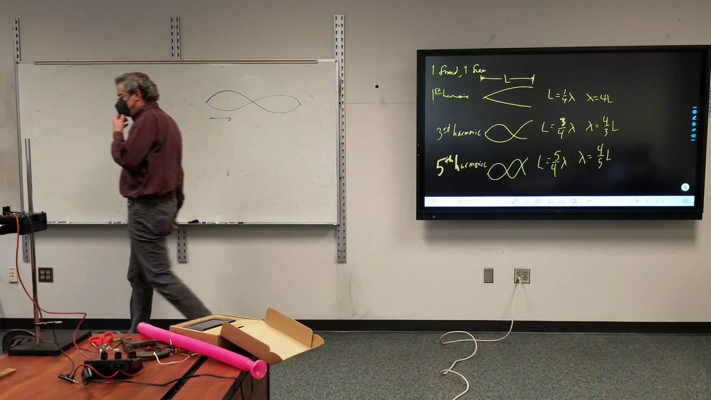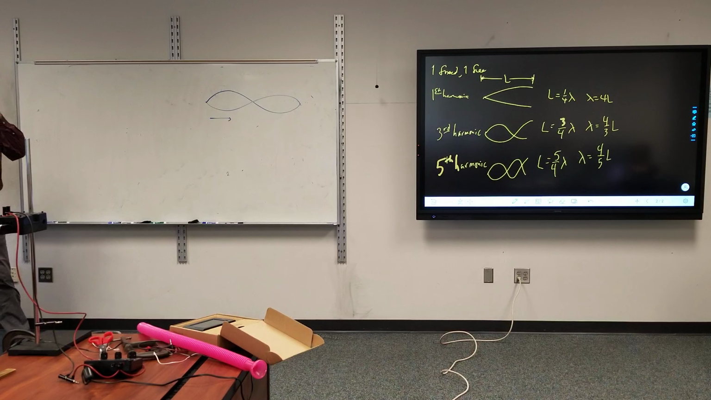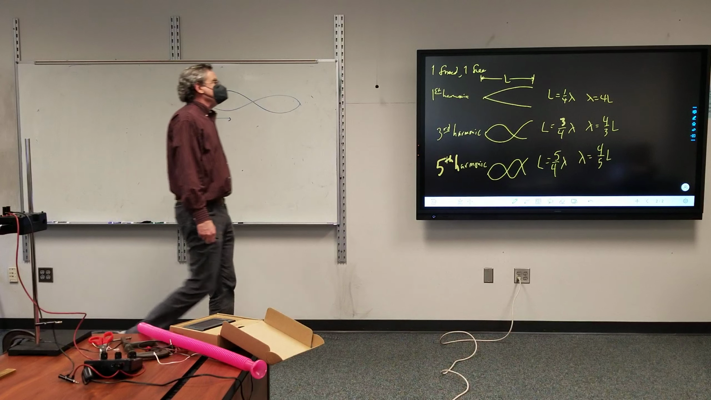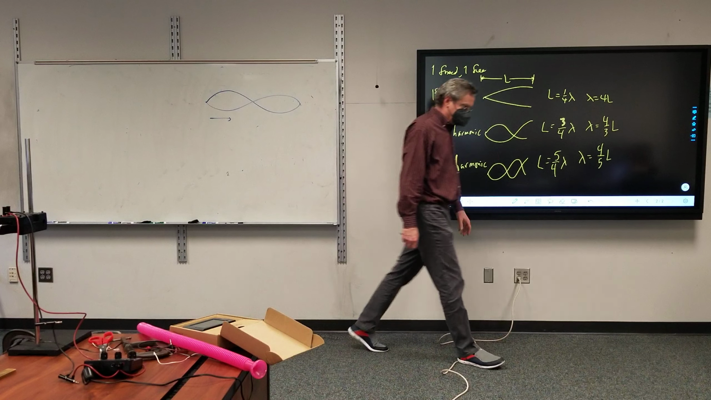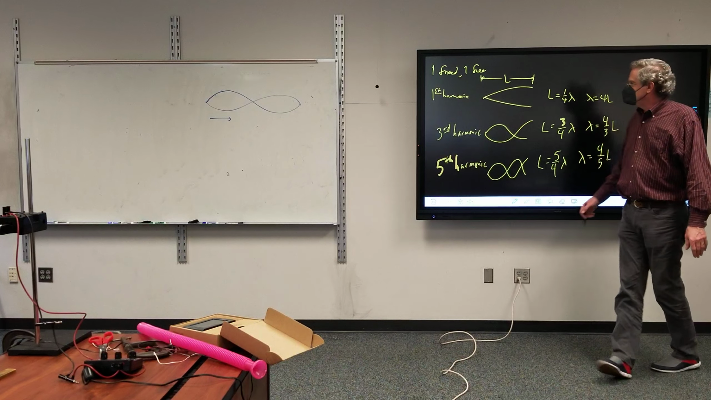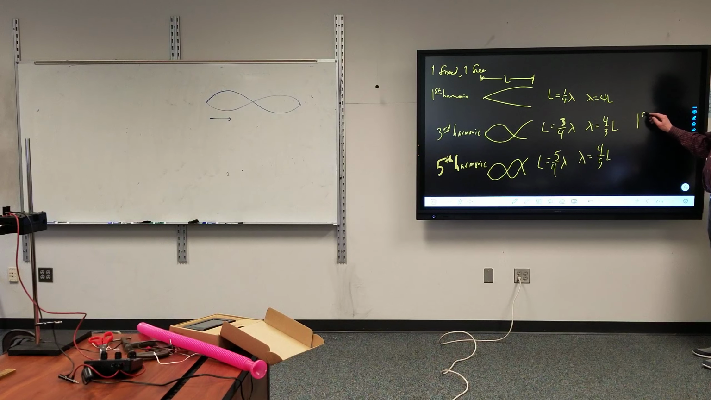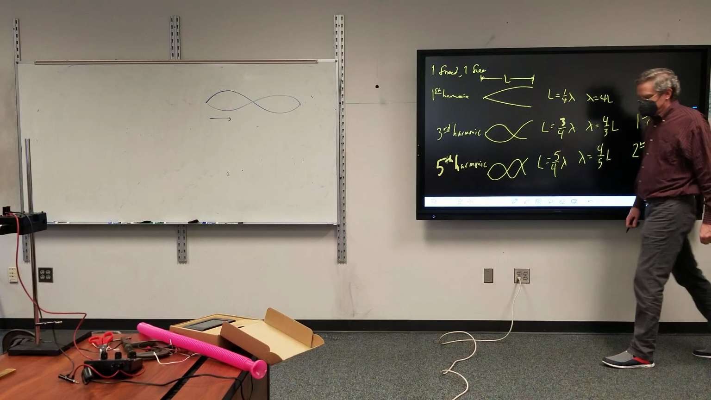Now this idea that we skip the second harmonic and the fourth harmonic, sometimes textbooks will deal with that by doing overtones. This is the first overtone. This is the second overtone. I tend not to use overtones, but if you don't like skipping numbers, go for the overtones.